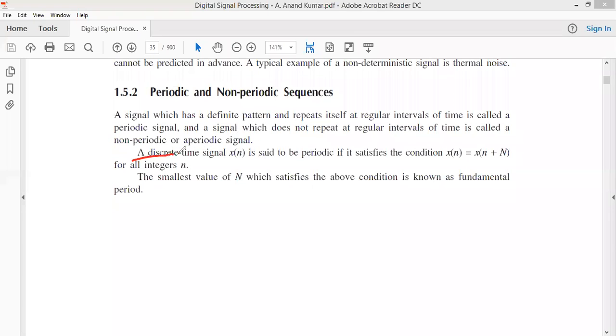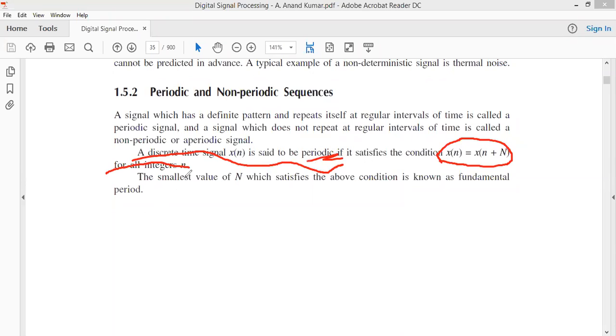Discrete time signal x of n is said to be periodic if it satisfies the condition x of n is equal to x of n plus N, for all values of n. Where n value is varying from minus infinity to plus infinity, for all values of n it has to satisfy this condition. Then that signal is called a periodic signal.